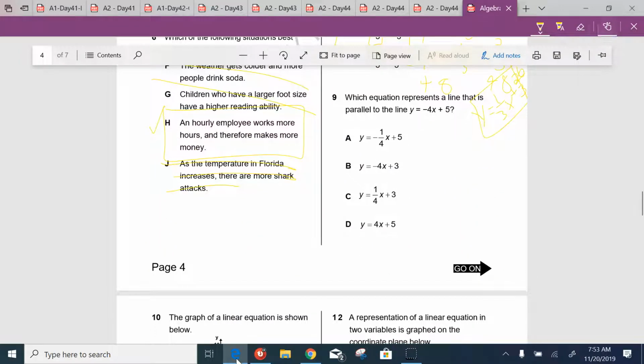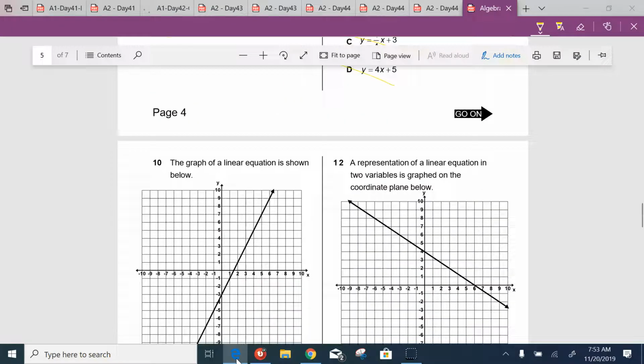Number 9, which equation represents a line that is parallel to the line y equals negative 4x plus 5? Our slope is negative 4. Parallel lines have the same slopes. So I need another line with a negative 4 slope. And right there, I already have choice B, process of elimination.